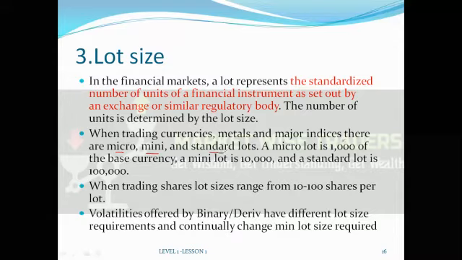So a micro lot is 1,000 units of a currency. A mini lot is 10,000 units of a currency. And a standard lot, this is what institutional traders normally trade, and even retail traders, you can trade. If you get to that level, you'll be trading this amount and more, which is 100,000 units.